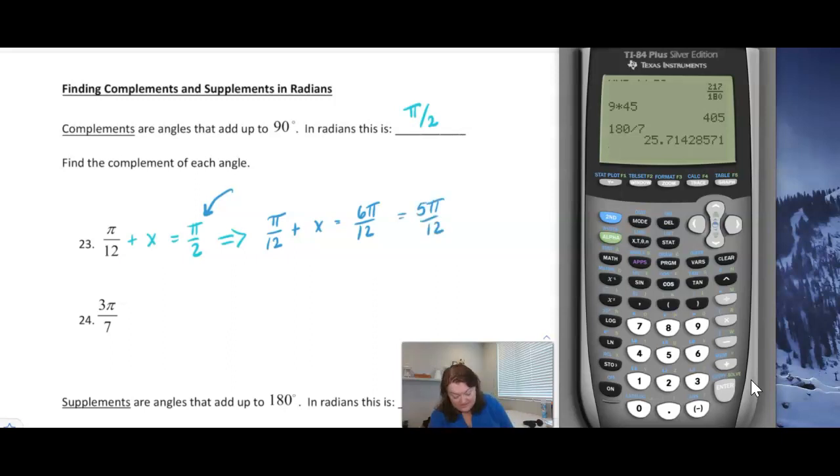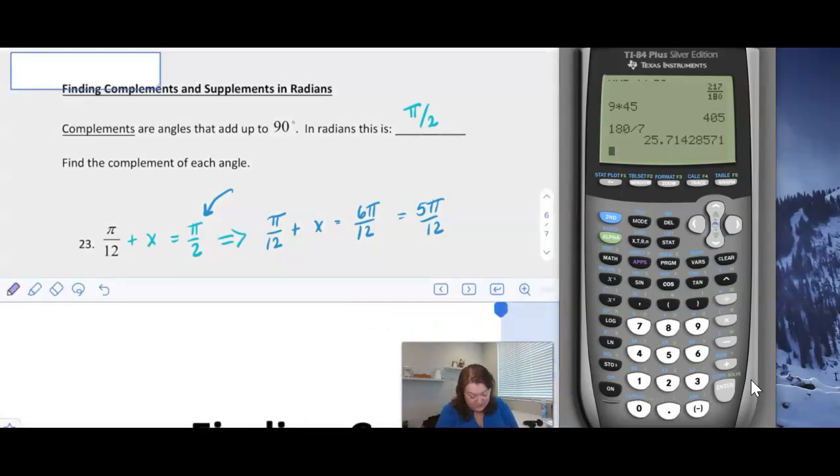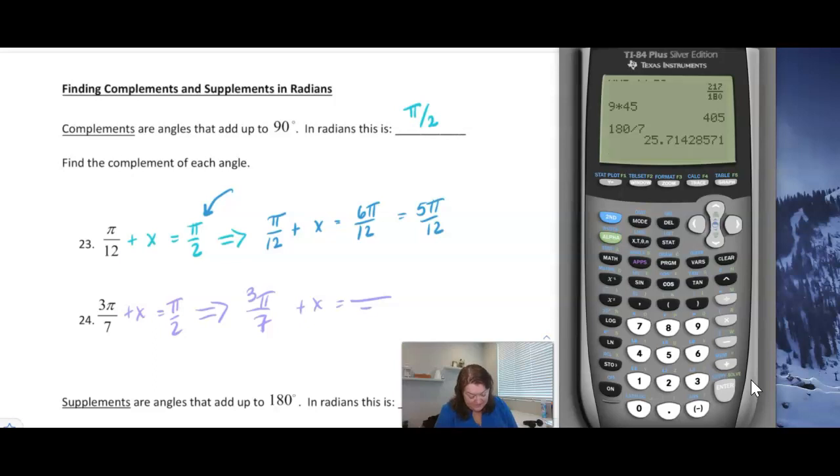Okay, so same deal for this one. I'm trying to figure out how to get to pi over 2. Save yourself some hassle. Call it 3 pi over 7 plus what equals, and in this one, I would want to make it equal to 7s. Look, so that would be 3.5. Right? So that's super yucky.